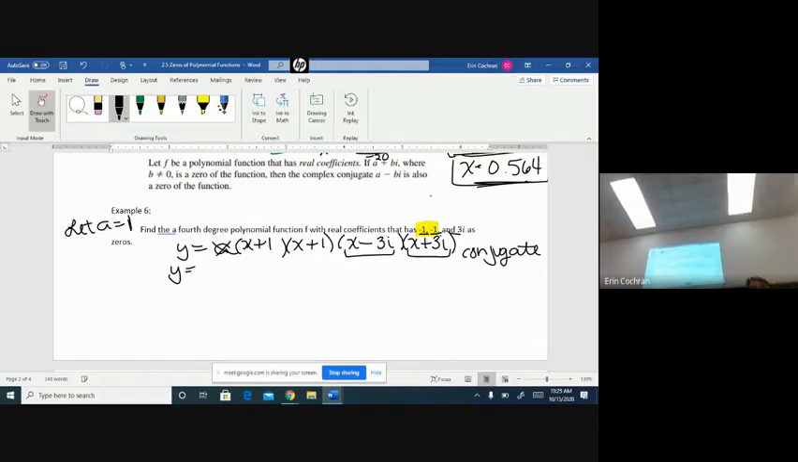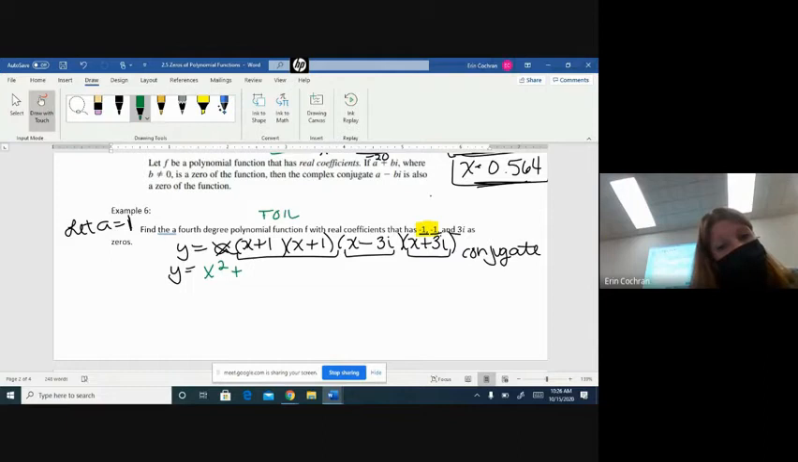Could I multiply all of that out to get our fourth degree polynomial? Yeah. Which are the easiest ones to multiply by? These ones first, right? What's x plus 1 times x plus 1? Wouldn't I just FOIL it? So I'd get x squared plus 2x plus 1, right?